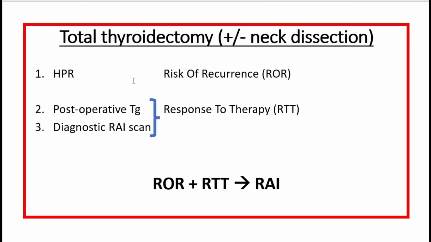The histopathology report gives us the risk of recurrence, that is one half of the story. That is, this tells us how aggressive the tumor was, and this tells us how aggressive the surgeon was. It's as simple as that. Post-operative response to therapy with thyroglobulin and an RAI scan gives us four response categories, a combination of which will help us in deciding the exact dose of radioactive iodine therapy.